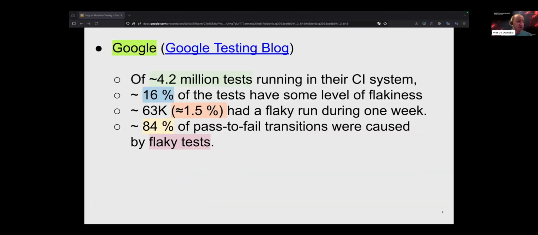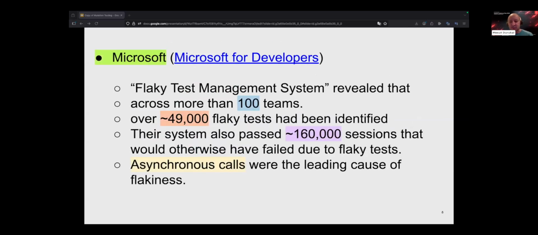There are some statistics here to highlight the importance of this issue. This was posted on the Google testing blog. They say that almost 4 million tests run in their CI system, and 16% of tests have some level of flakiness. Even only 1.5% flakiness is causing 63K flaky runs. It's a huge amount, even at 1%. Another statistic is from Microsoft, another huge company. They did this study over 100 teams, and they had 49K flaky tests in their runs.